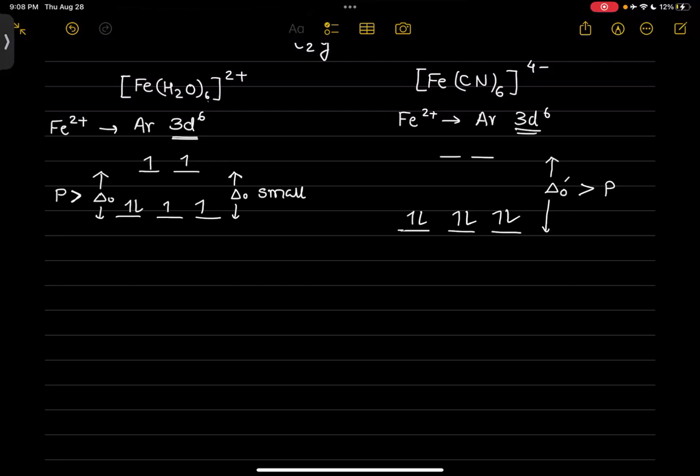But if the energy gap is very large, you are not going to take the electron to the higher energy level, you will put them at the lower level. Because putting them at the higher energy level, because of the larger energy gap, will make them unstable.